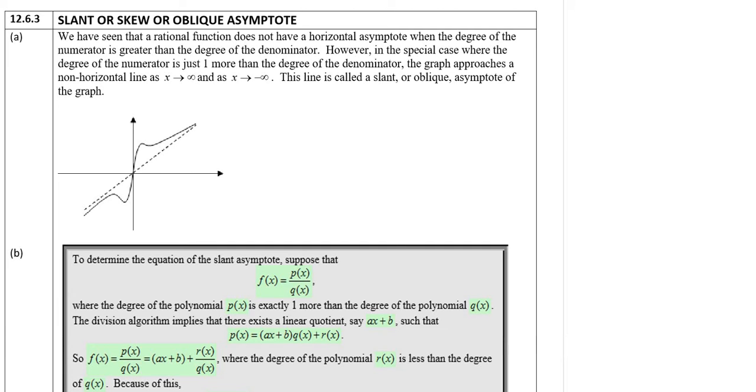This is MATD1544. We're busy sketching the graphs for rational functions, and this morning we're going to look at the slant or skew or oblique asymptote. All these words are used, so I've just put them there for you to see the different words that they use for this kind of asymptote, and it's just that you will recognize if they use one of these words.